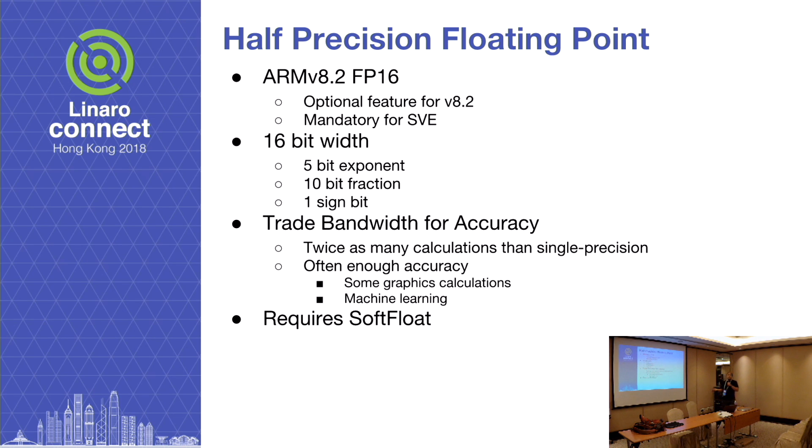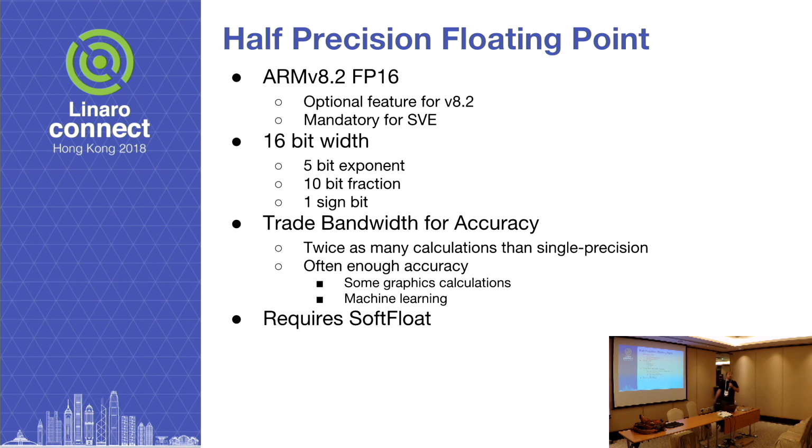Basically, half precision exists to trade bandwidth for accuracy. It turns out, for a lot of cases, you don't need to be super accurate in the number you're calculating, but what would be useful is doing more of them. So the sort of typical use cases you see for that, some graphics calculations only need a couple of bits of precision, and the big one is machine learning can get away with a lot less resolution in its floating point. Now for QEMU's implementation, we do all this with soft float.